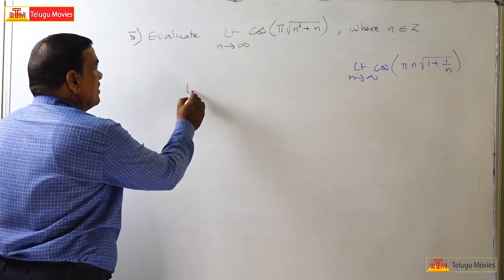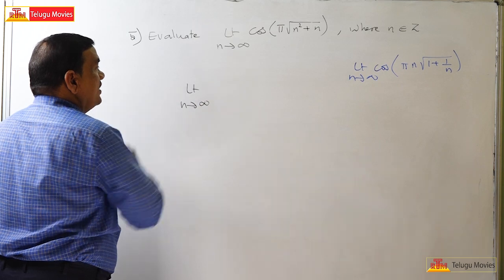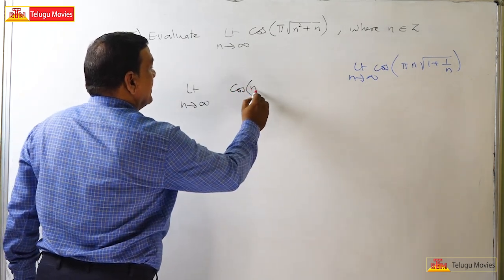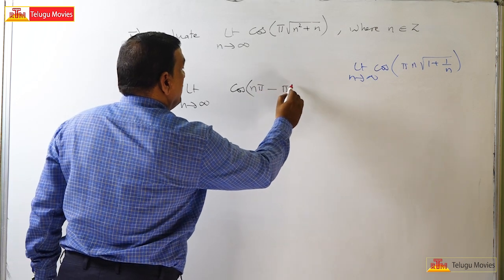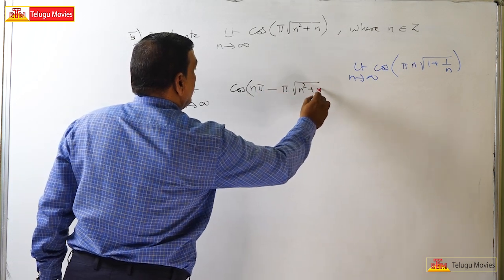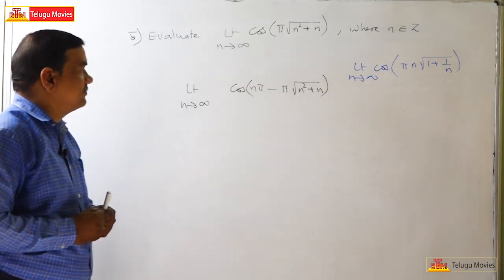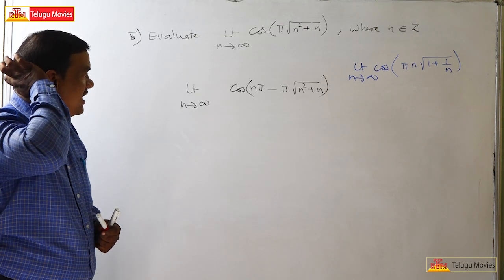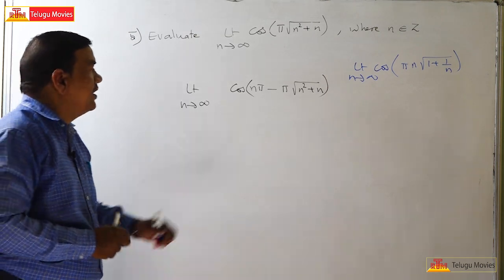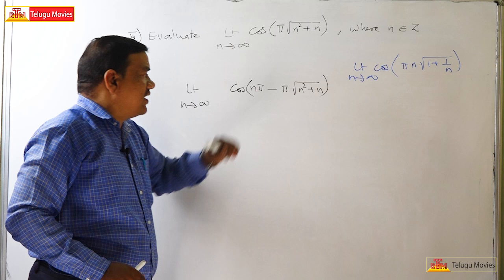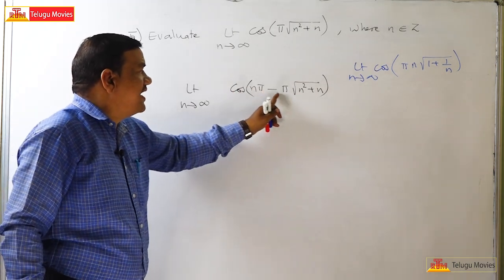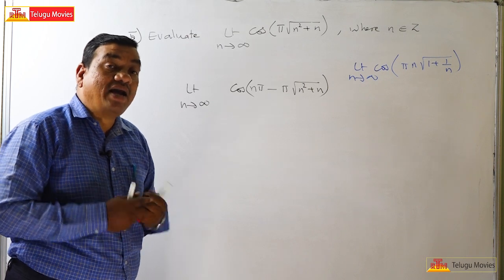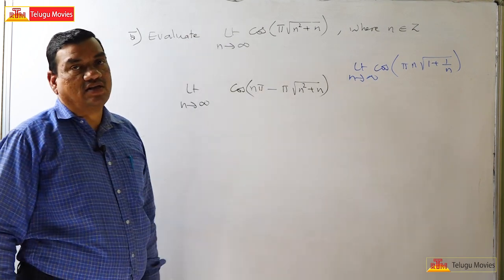See here, as n tends to infinity, we can write cos of n pi minus pi times root of n square plus n. Can we write like this? Cos of n pi minus pi times root of n square plus n. If n is equal to 1, this is cos of 180 minus theta. Cos of 180 minus theta is equal to minus cos theta, but here we want plus cos theta.